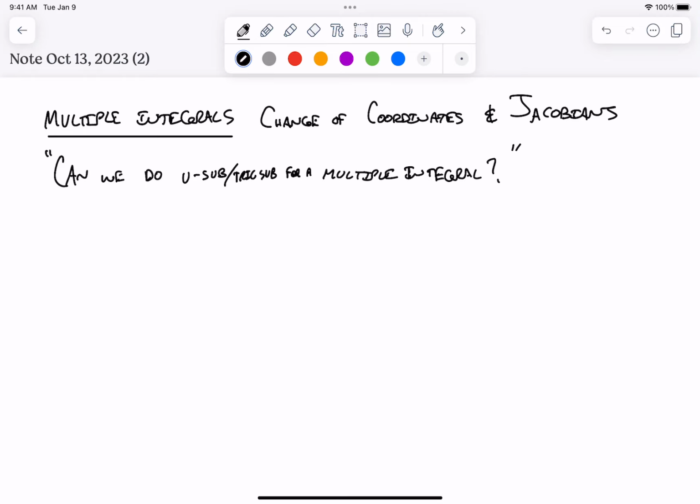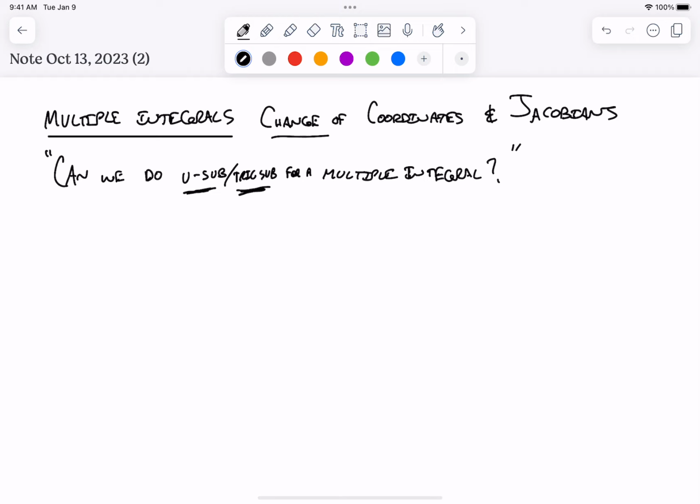All right, let's look at another trick with multiple integrals: change of coordinates and Jacobians. What this is really trying to recapture is the magic of u-sub or trig sub from Calc 1 and Calc 2. These were two of our most powerful techniques of anti-differentiation, techniques of integration.